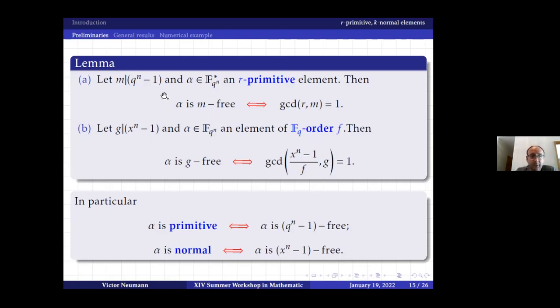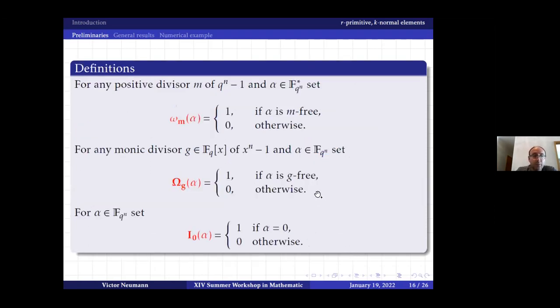Okay, so this result is very interesting to see the picture of what M-free means and what g-free means. And this particular case is also very important to know how to write a primitive or normal element, because we have functions that can be calculated if an element is M-free or g-free, as we may see after that. So we define these characteristic functions. This is the characteristic function of M-free elements. This is equal to 1 if alpha is M-free, and 0 otherwise. And this is the characteristic function of g-free elements. We define these functions like that, and we also need to define this other function, which is equal to 1 if alpha is equal to 0.